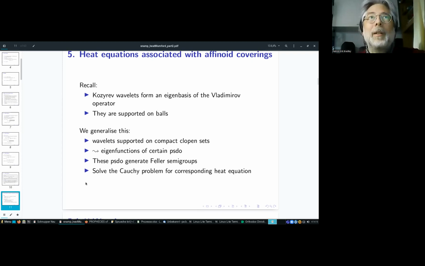And now heat equations associated with affinoid coverings, so coverings by holed disks. But first, let's recall Kozyrev wavelets. Remember, they form an eigenbasis of the Vladimirov operator, and they're supported on balls. And we want to generalize this. We want to have wavelets supported on compact open sets, and we want them to be eigenfunctions of certain pseudo-differential operators, and these pseudo-differential operators are supposed to generate Feller semigroups so that we have some Markov process and then solve the Cauchy problem for the corresponding heat equation.